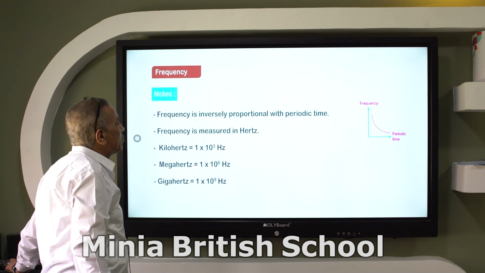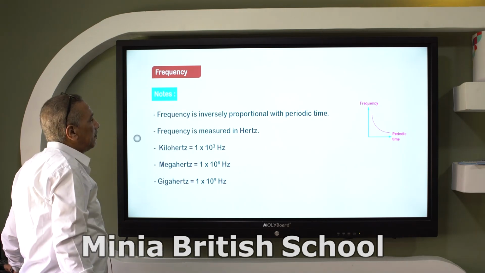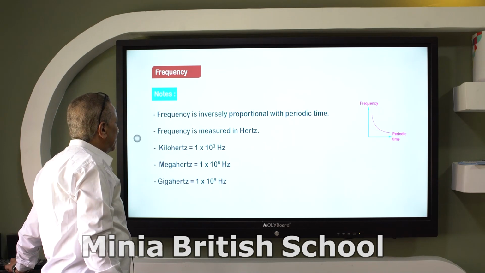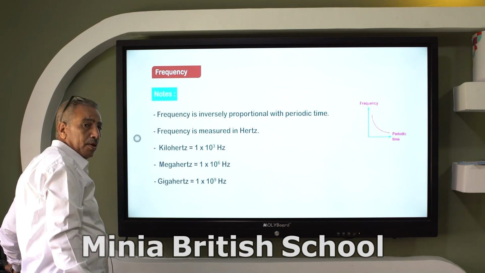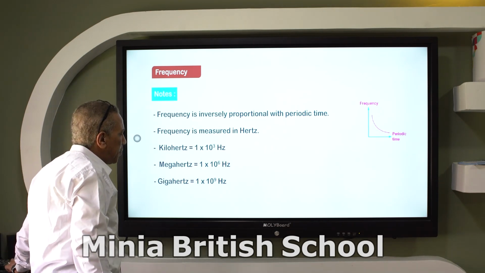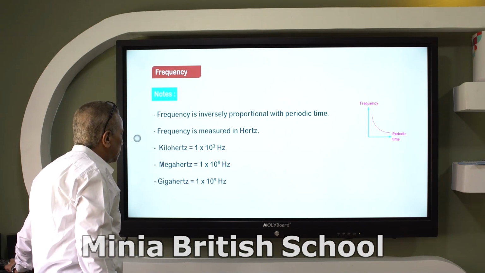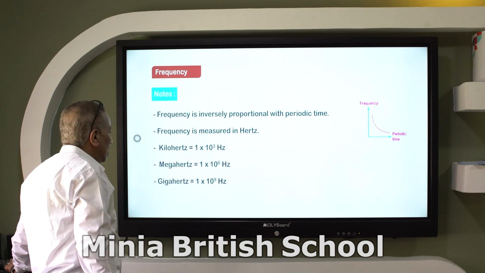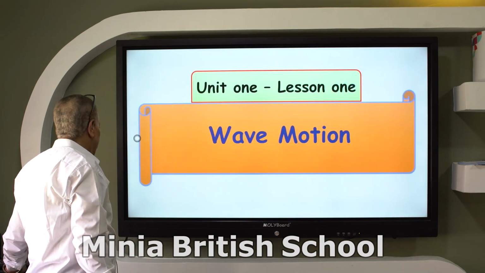The unit for measuring the frequency is kilohertz, which is 10 to the power 3 hertz, or megahertz, which is equal to 10 to the power 6 hertz, or gigahertz, which is equal to 10 to the power 9. This is the first one.